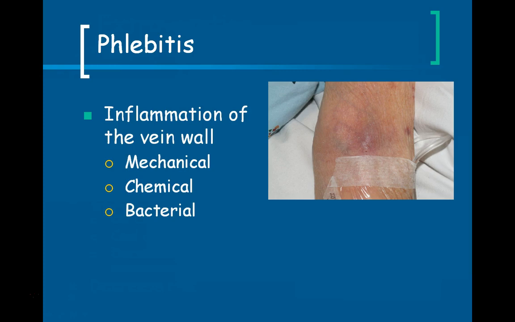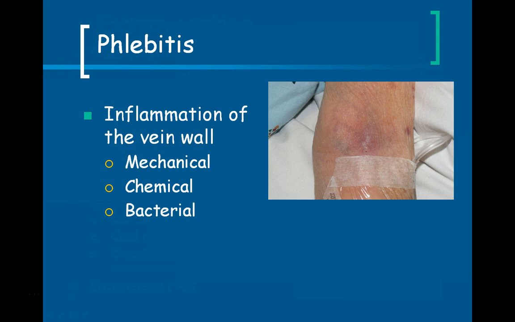Different types of phlebitis are mechanical, chemical, and bacterial. So a mechanical phlebitis is caused by the cannula rubbing up against the vein wall. And so again, making sure that it's secured very well will help diminish this. Also using the smallest cannula possible in the largest vein, given the situation.